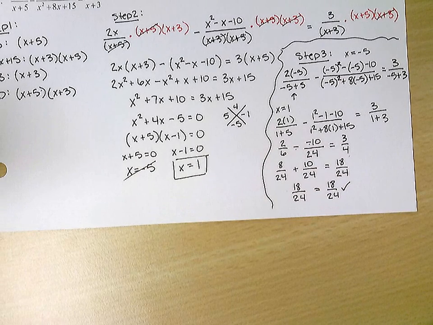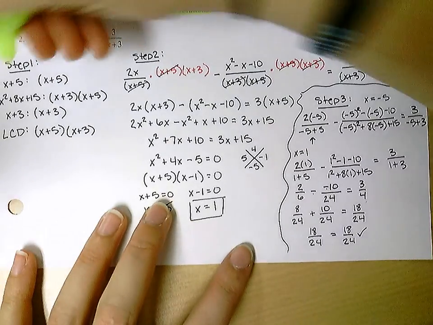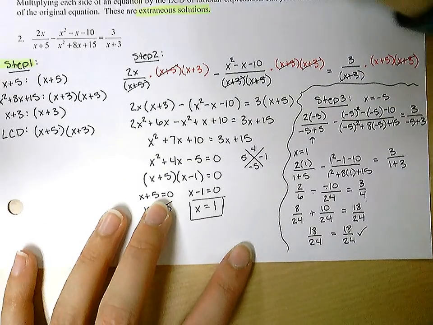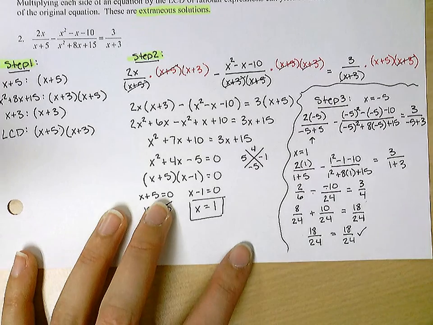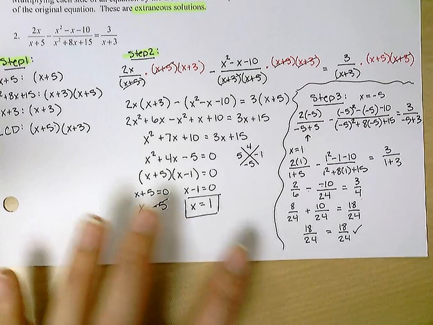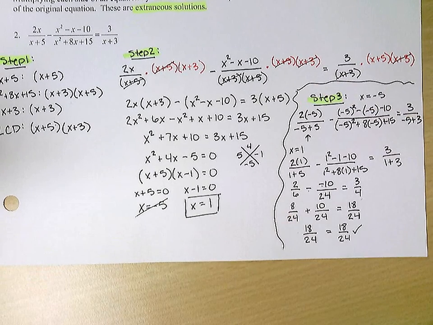Again, you have those 3 steps. Step 1 is to find that least common denominator. Step 2 is to multiply each fraction by the least common denominator. And step 3 is to check all of the solutions that you found.